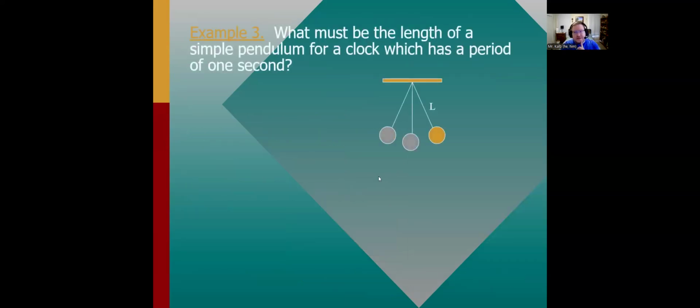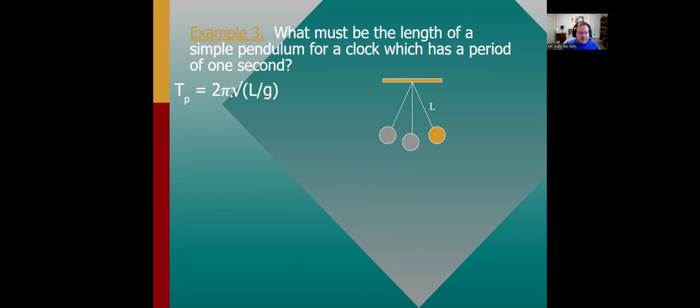All right, here's an example. Pendulums are often used for timekeeping, like say in a clock. What must be the length of a simple pendulum for a clock which has a period of 1 second? So we want it to go from one side and back. We want that to take 1 second. 1001, 1002, so on.